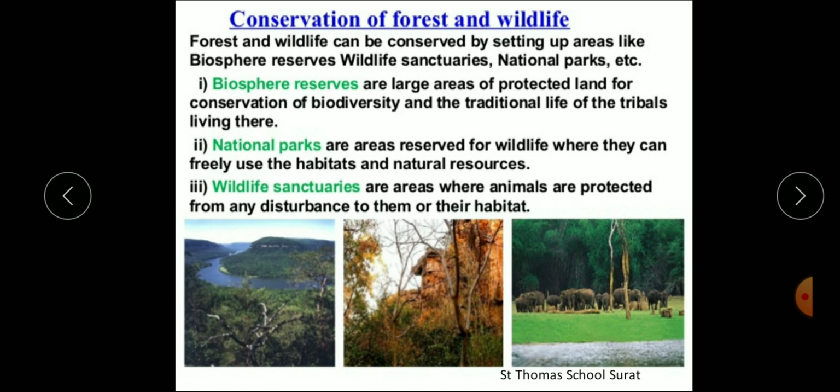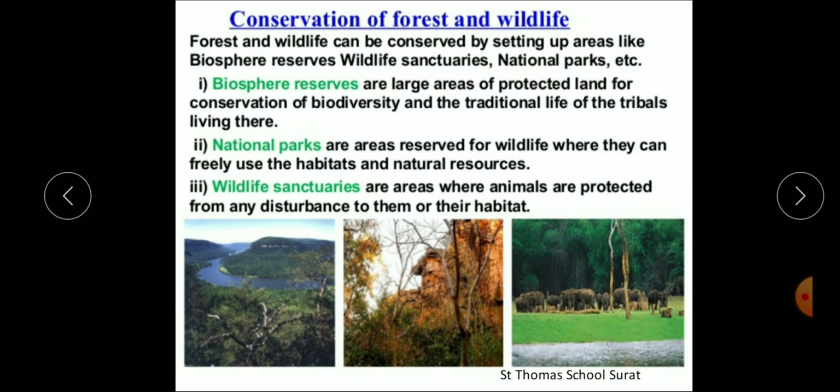Our life depends on forests in several ways. See, the biosphere is that part of the earth in which living organisms exist, or which supports life. Several steps have been taken by the government to preserve biodiversity. Now you can see forest and wildlife can be conserved by setting up areas like biosphere reserves, wildlife sanctuaries, national parks, etc. Yes or no?